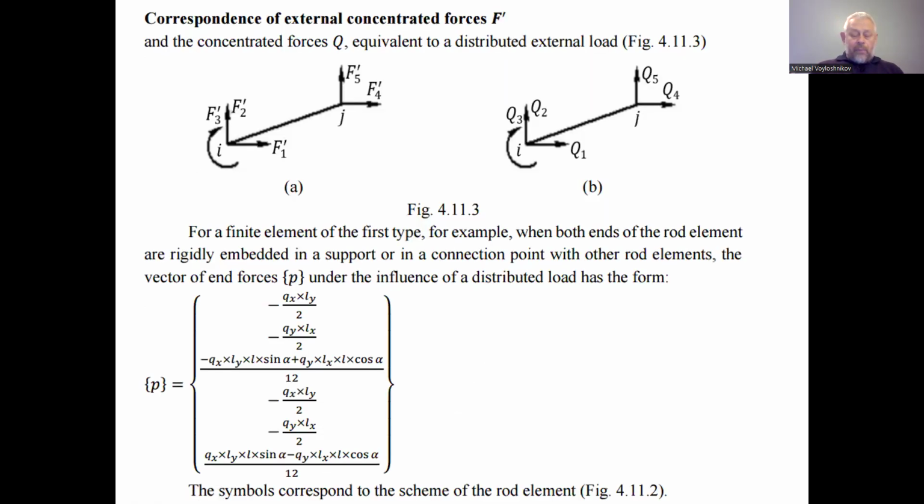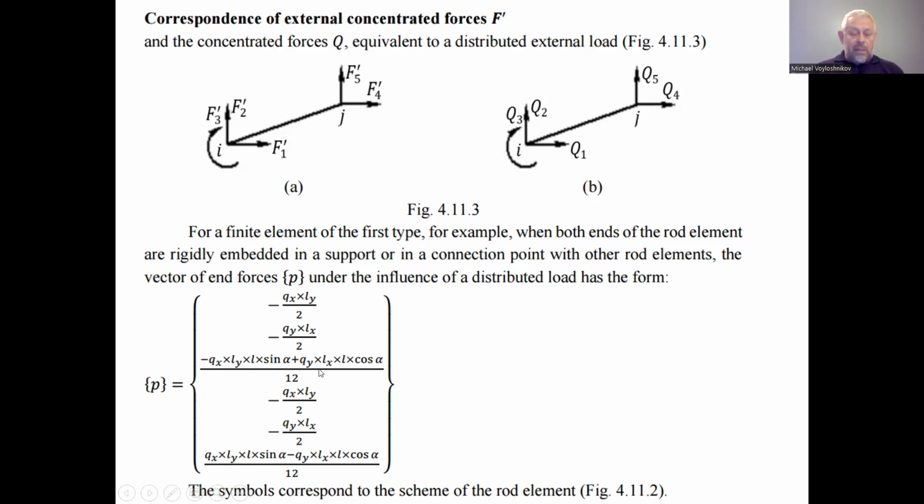For other types of mechanical systems, if not the first type, the second type is a finite element of a mechanical system that could be embedded at the beginning and rigidly connected at the end. We can find in internet directories and databases the standard formulas for how to find, under the action of a distributed load, the support reactions, the translational reactions, and the bending moment at the end.